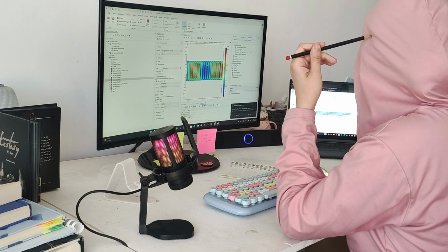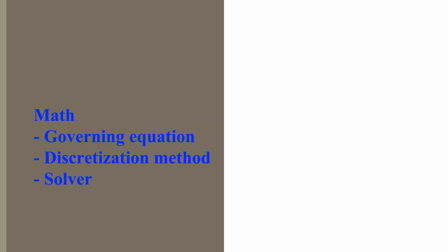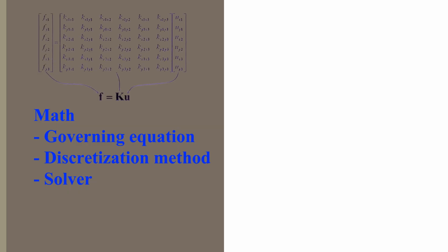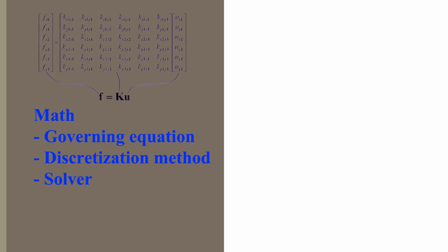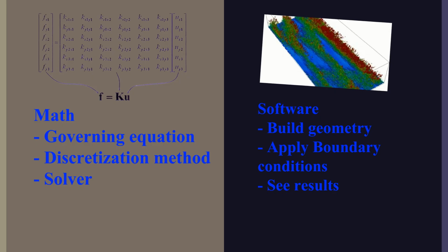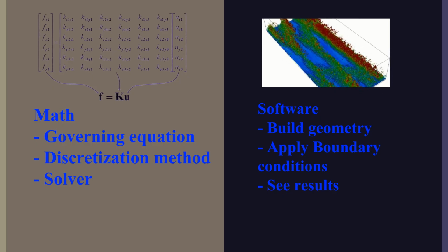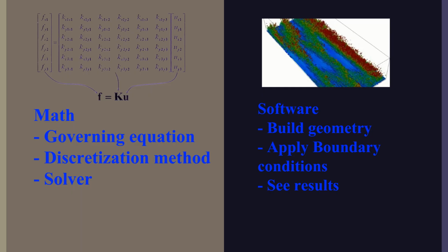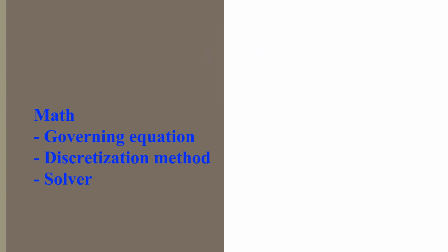So if I want to make the journey clear for you, we have to divide the simulation journey into 2 parts. The first part is the mathematical foundation, like understanding the governing equation, the discretization method, and the solver you will use to solve the matrix. The second part is the software, where you build the geometry, apply the boundary conditions, and visualize the results. But the visuals only make sense when you understand the mathematics underneath. Let's start with the mathematical foundation.